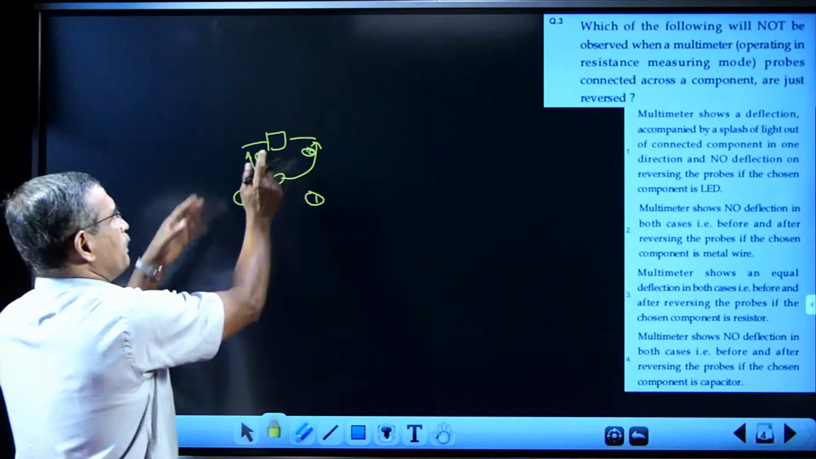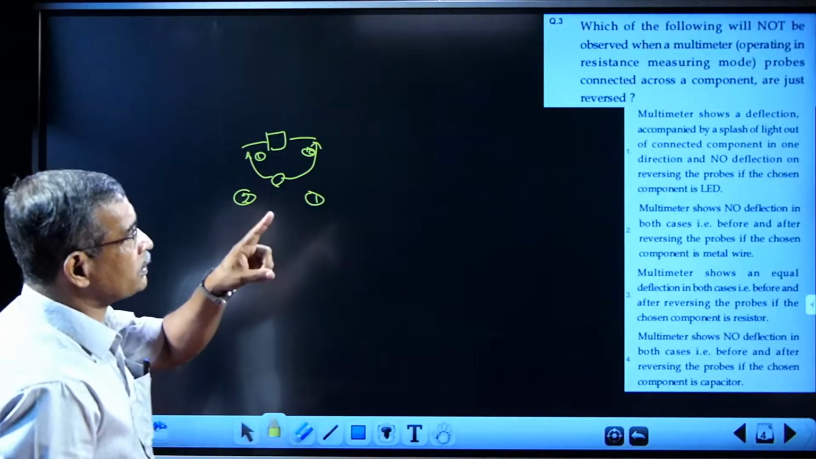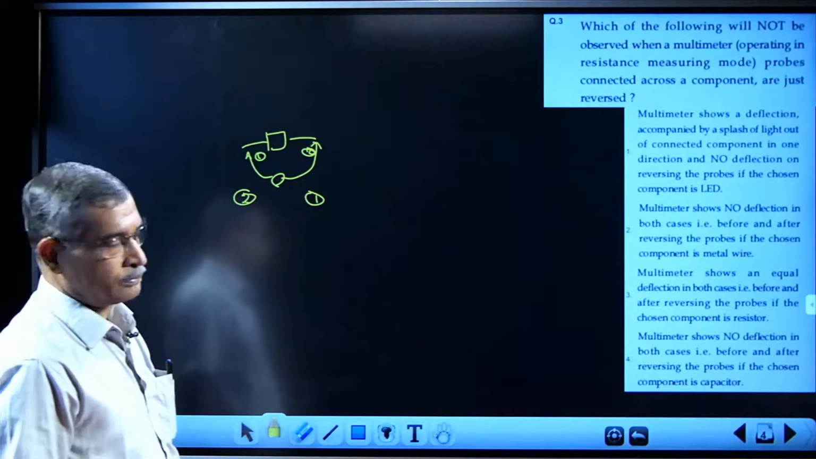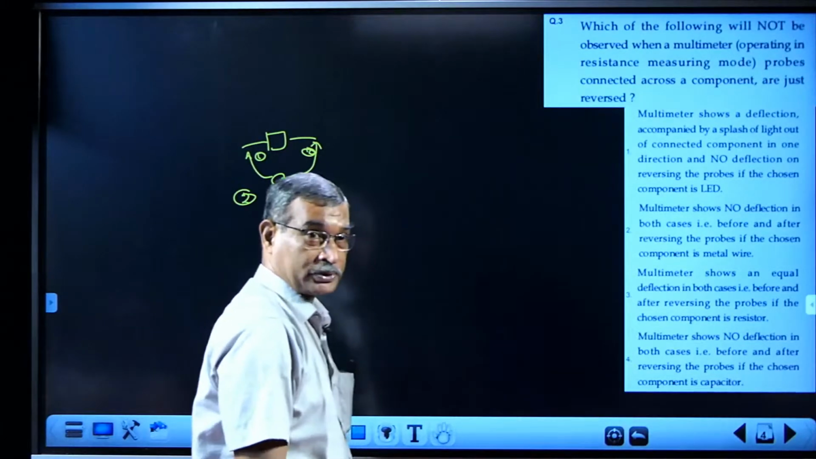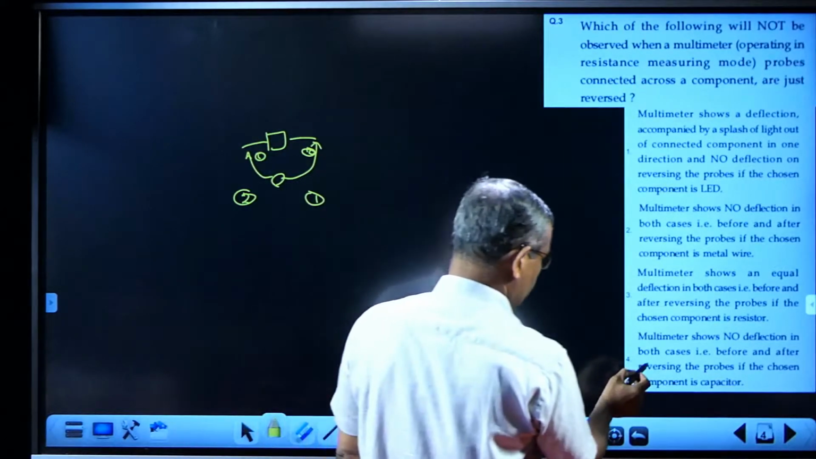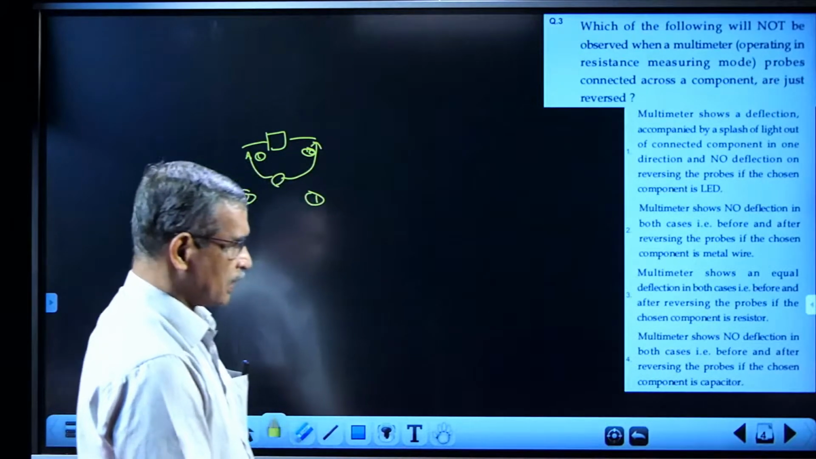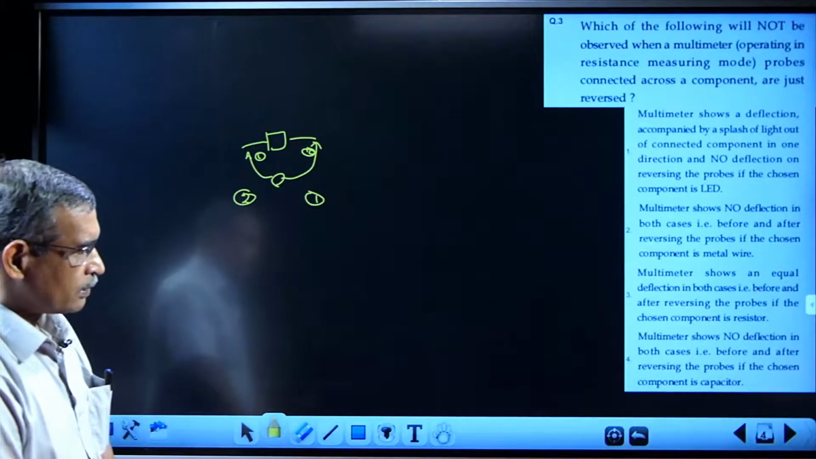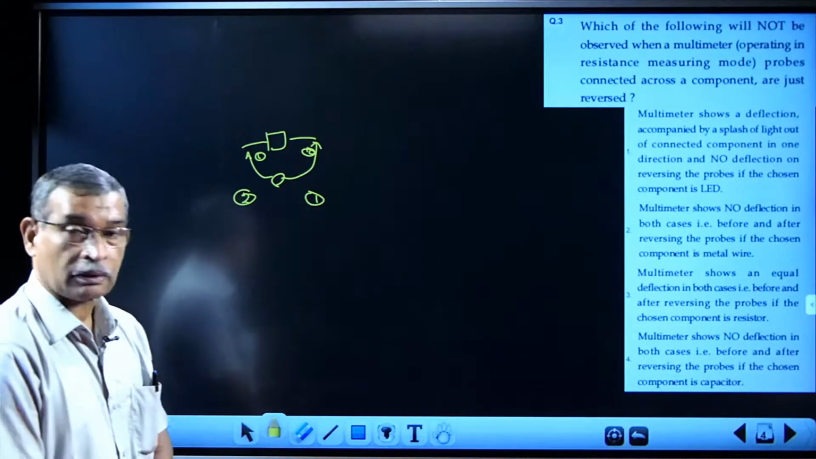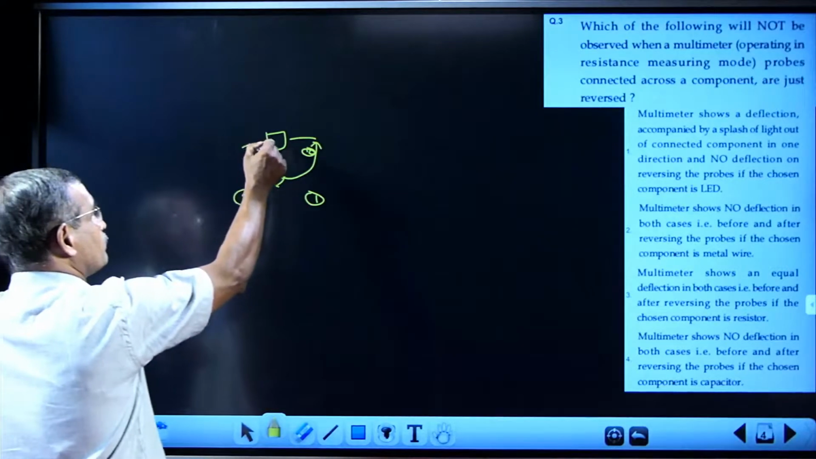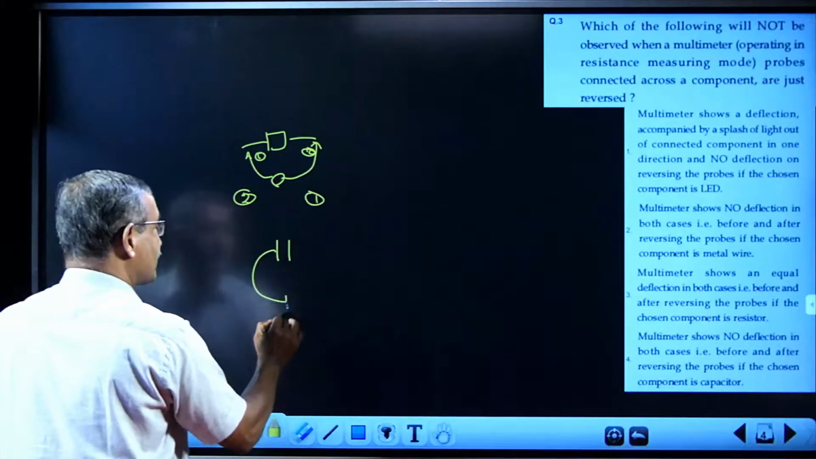Now energy supplied by this to this diode. If you come to the question, it is not observed. You can go through each option. I am coming to the answer option. Now look at the fourth option. It says that a multimeter shows no deflection in both cases, before and after reversing the probe, if the chosen component is a capacitor. If it were a capacitor, I am drawing, this is a capacitor and connected to a battery. That's okay.